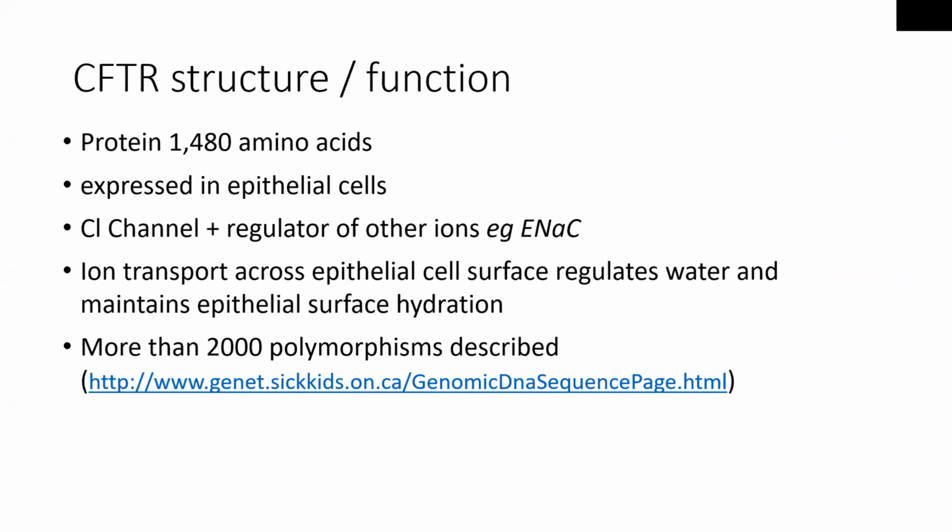The structure of the CFTR protein: it's 1,480 amino acids. It is expressed on the surface epithelial cells, and it has a chloride channel and also functions as a regulator of other channels like the epithelial sodium channel. It regulates ion transport across the epithelial cell surface and thus maintains the normal composition and integrity of the mucosal surface and maintains epithelial surface hydration. More than 2,000 mutations were identified, but only a handful are responsible for most of the cases diagnosed.